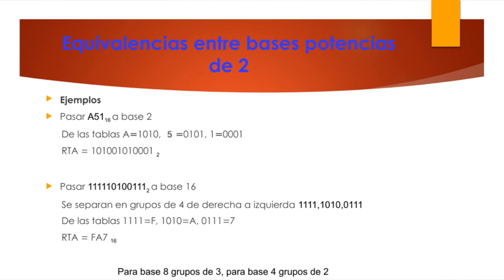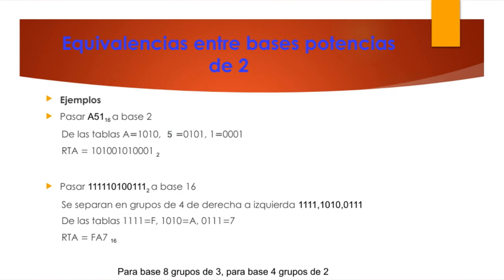First, converting A51 in base 16 to base 2. We use the binary equivalents for each digit. A is 1010, 5 is 0101, and 1 is 0001. Putting those together, we get 101,001,010,001 in base 2.